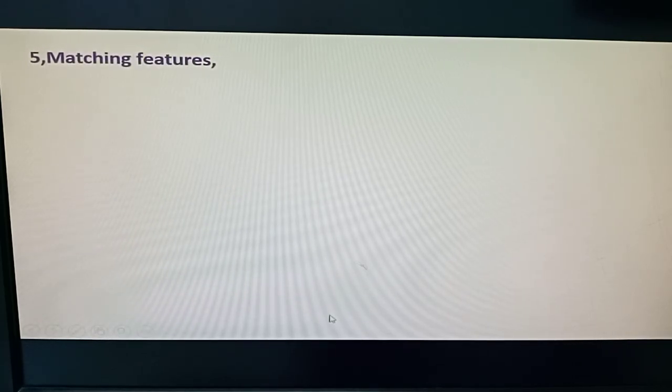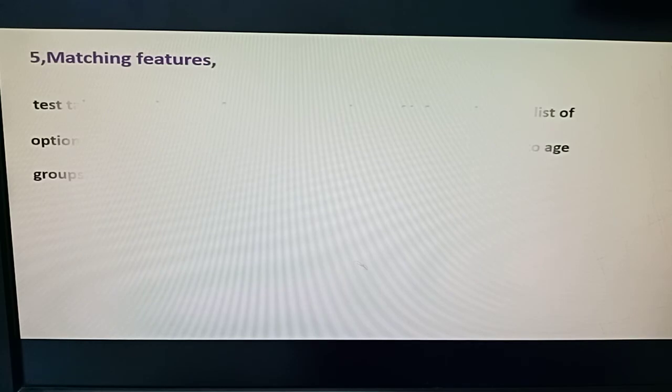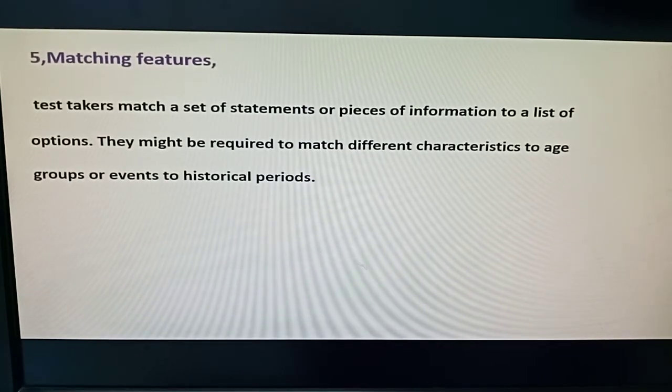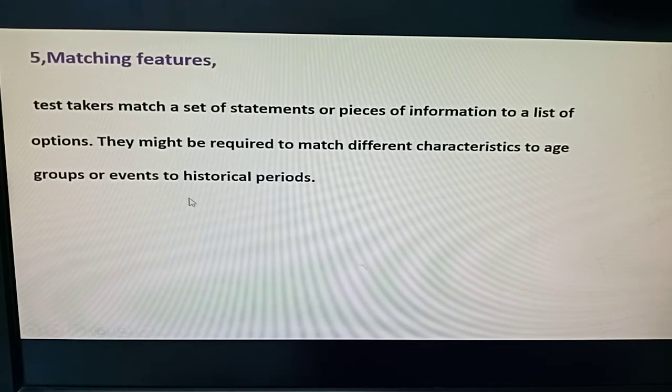Number 5, matching features. Test takers match a set of statements or pieces of information to a list of options. So they might be required to match different characteristics to age groups, or events to historical periods.